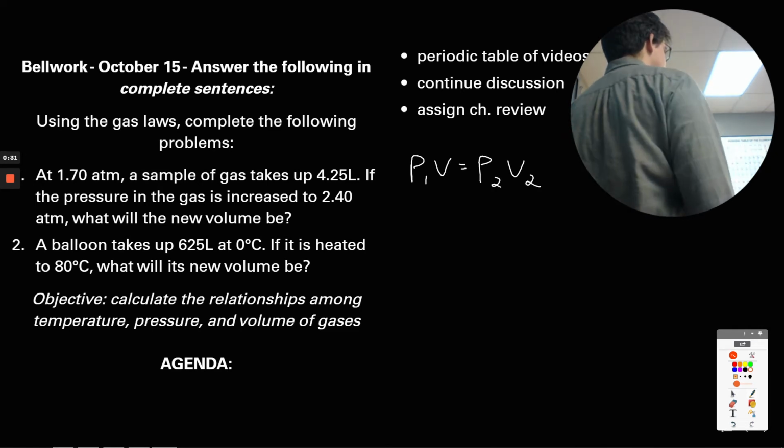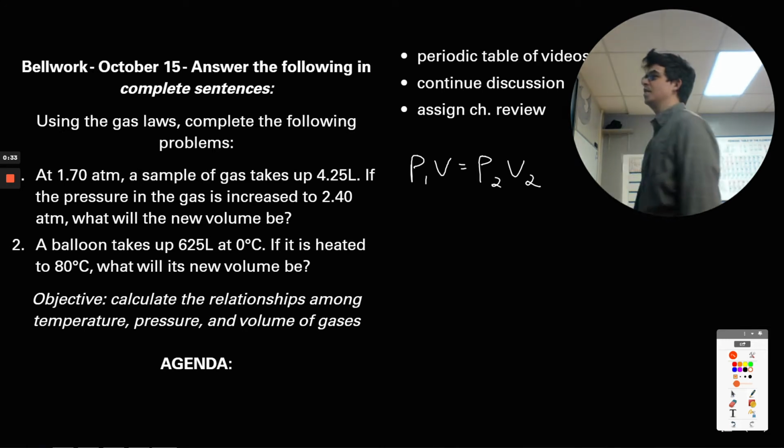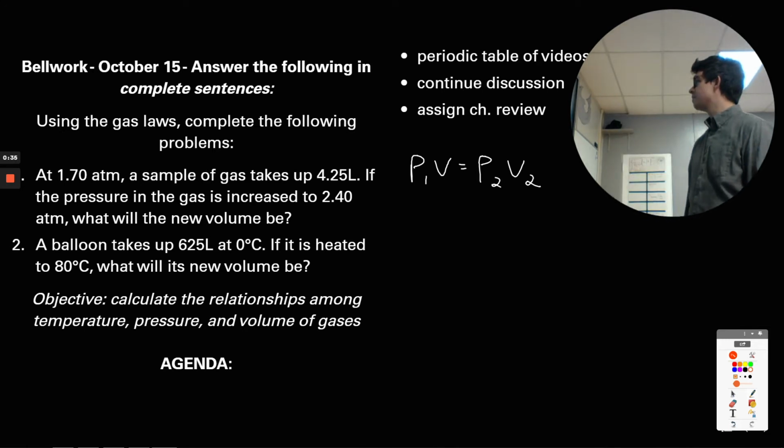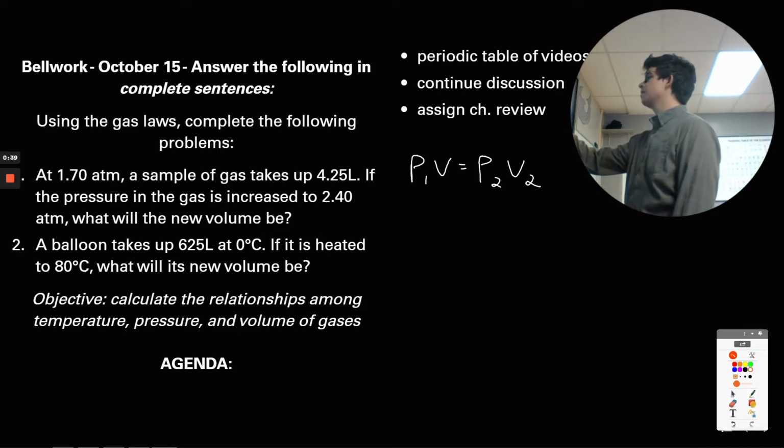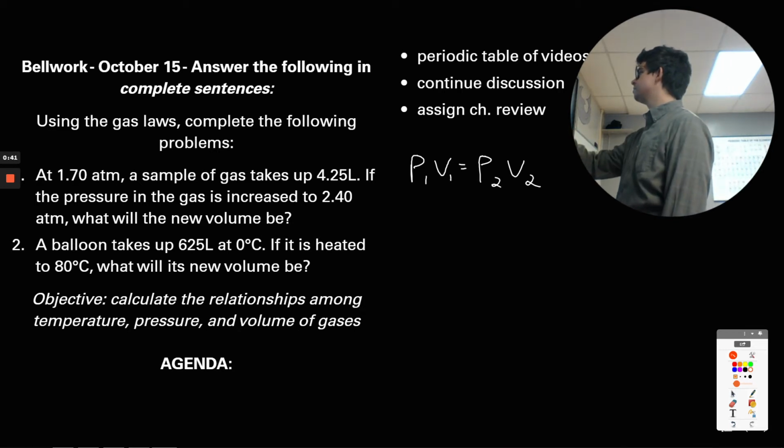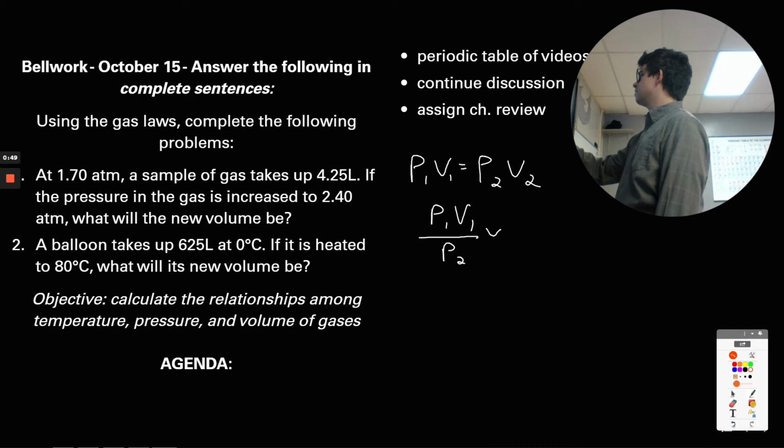And what should I do next? Manipulate our equation. Good, let's manipulate. So what am I trying to find out of this? We are trying to find V2. So we divide both sides by P2, giving us P1 V1 over P2 equals V2.